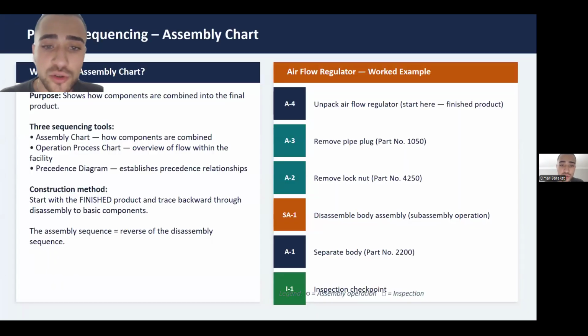The assembly chart shows how components are combined into the final product. The key is to begin at the end, with the finished product, and trace the disassembly backward to basic components. Then reverse that sequence to get your assembly order.